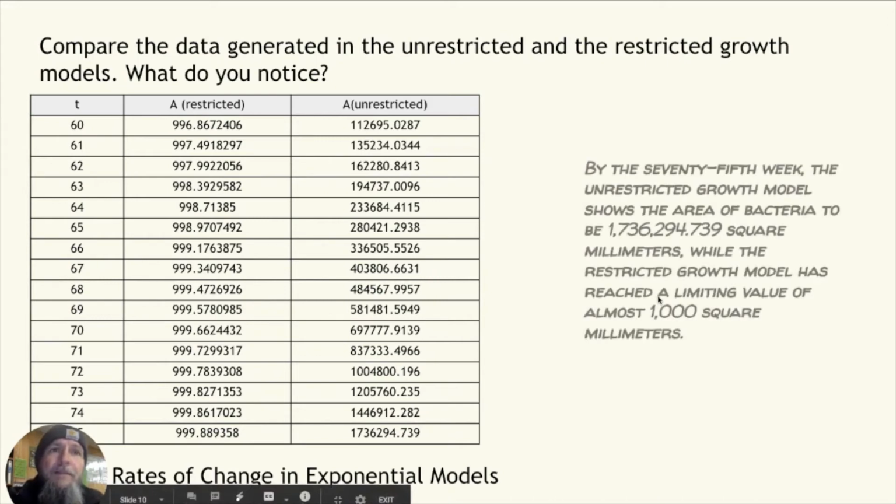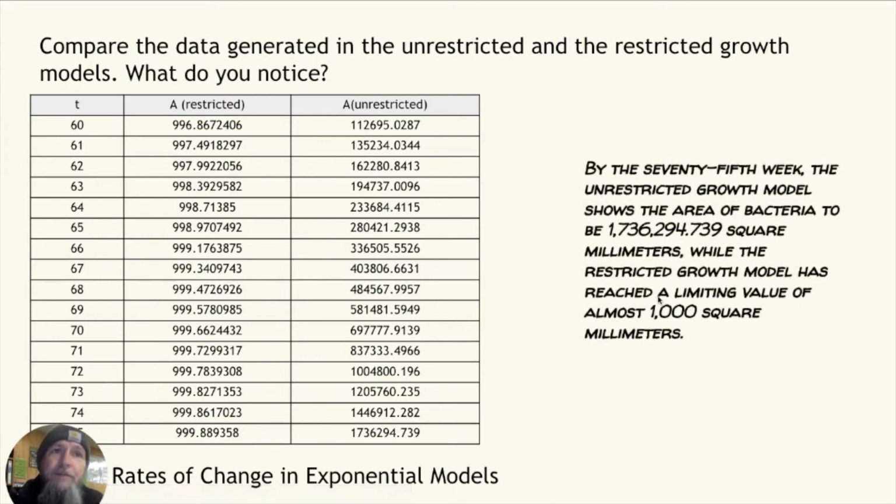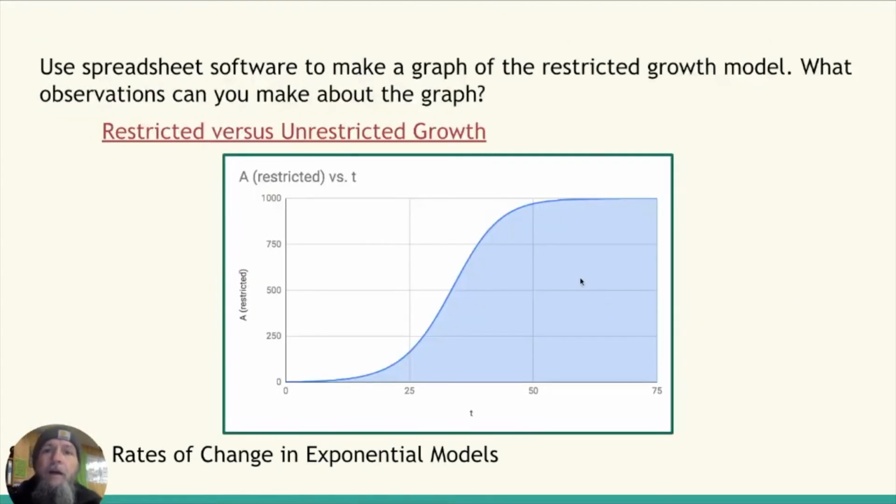So what that means is by the 75th week, the unrestricted growth model shows the area of bacteria at 1.7 million square millimeters, while the restricted growth model has reached a limiting value of almost 1,000 square millimeters. We look at this curve created by the restricted growth, and there are some very unique features to this curve. This curve is called a logistic curve, okay?